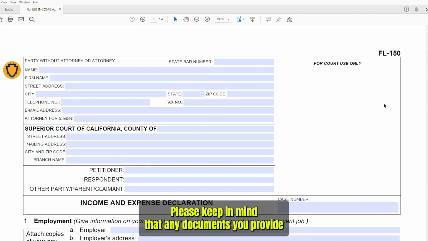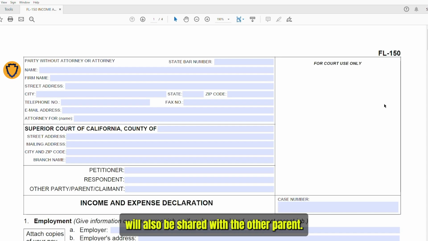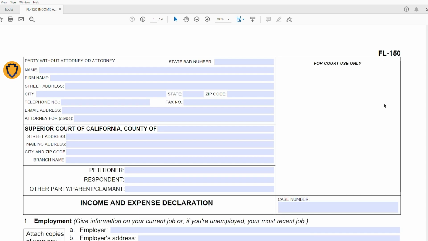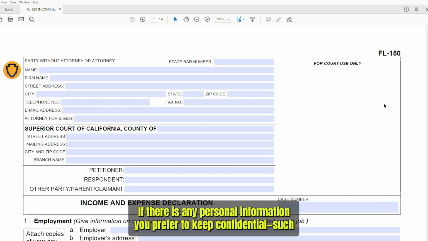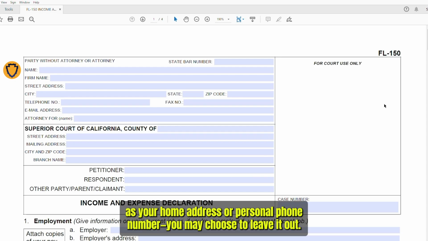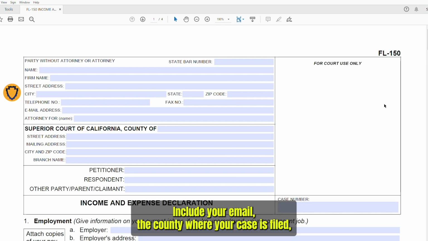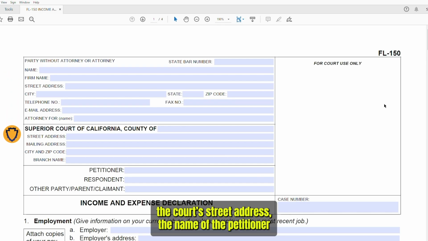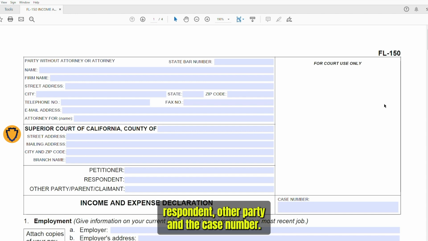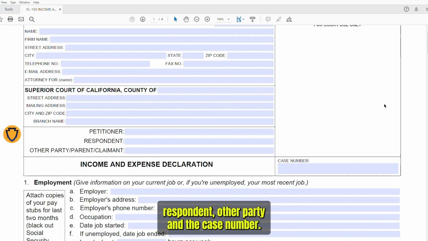Please keep in mind that any documents you provide will also be shared with the other parent. If there is any personal information you prefer to keep confidential, such as your home address or personal phone number, you may choose to leave it out. Include your email, the county where your case is filed, the court street address, the name of the petitioner, respondent, other party, and the case number.